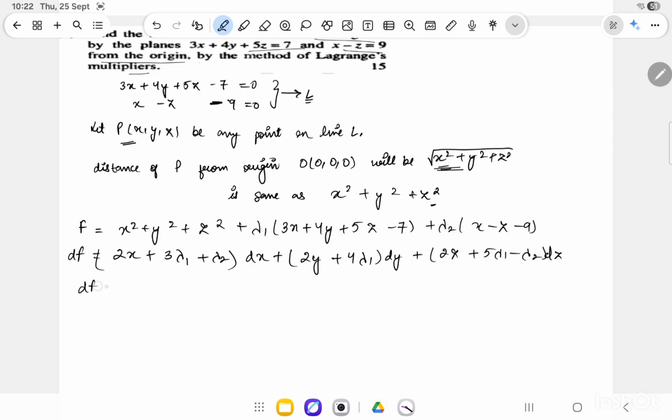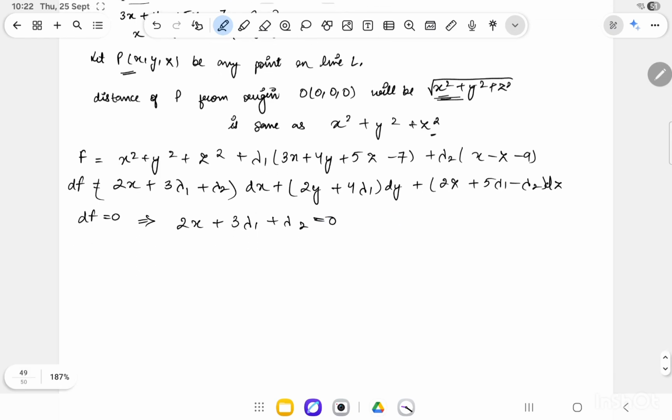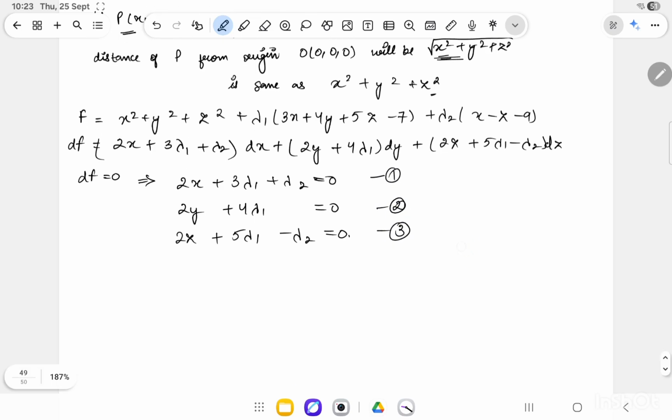Now if I just equate it with 0, I'll get 2x plus 3 lambda 1 plus lambda 2 equals to 0, and 2y plus 4 lambda 1 equals to 0, and 2z plus 5 lambda 1 minus lambda 2 equals to 0. Let's name these equations as 1, 2 and 3. So if that's the case, I can just solve these for the values of lambda 1 and lambda 2.